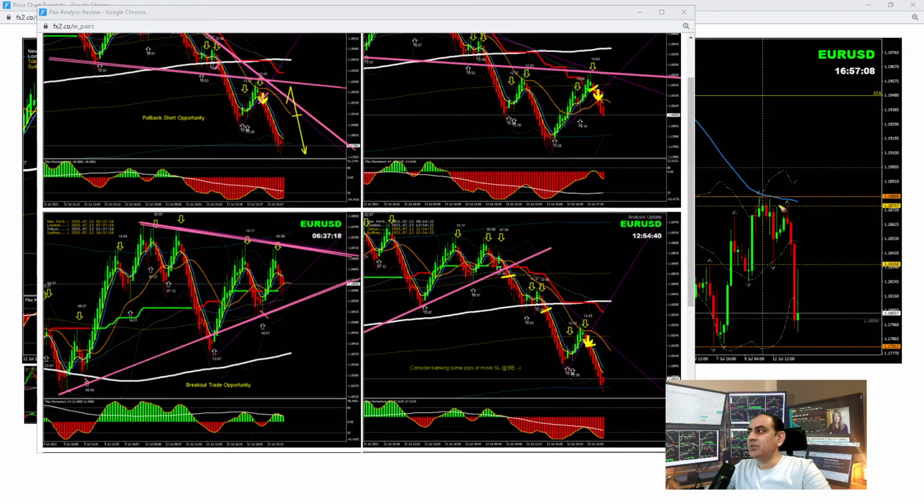Look at in 4 hour, you can see this pattern is developed, and that's what I explained to my traders. If the price is going to break the previous low, then we should be taking a short trade here, based on the high time frame price action. We had this breakout. After that, we have another pullback short trade, another pullback short trade.